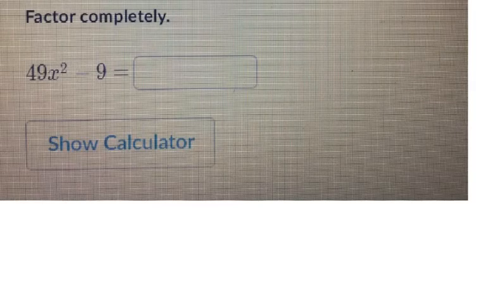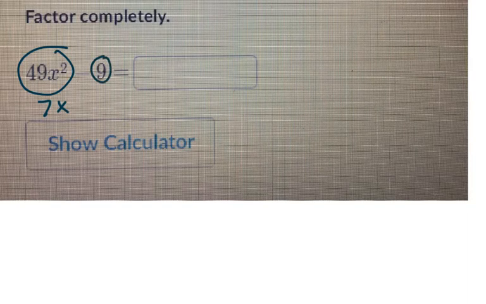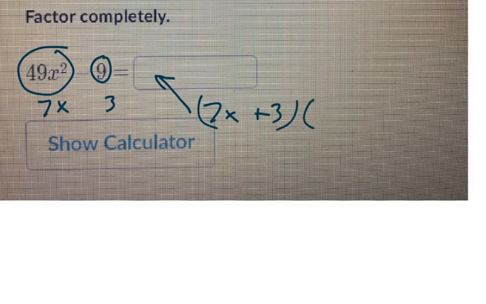Now, most of the rest of them are very straightforward. Isn't the 49 really a 7x that's squared? And the 9 really a 3 that's squared? So what we're going to type in there is 7x plus 3 and 7x minus 3. A difference of two squares.